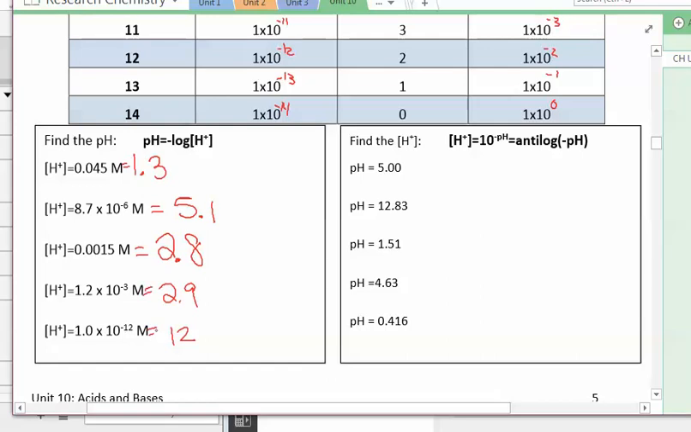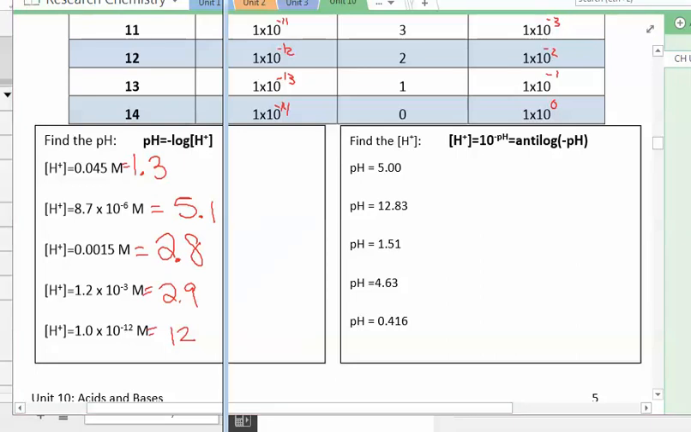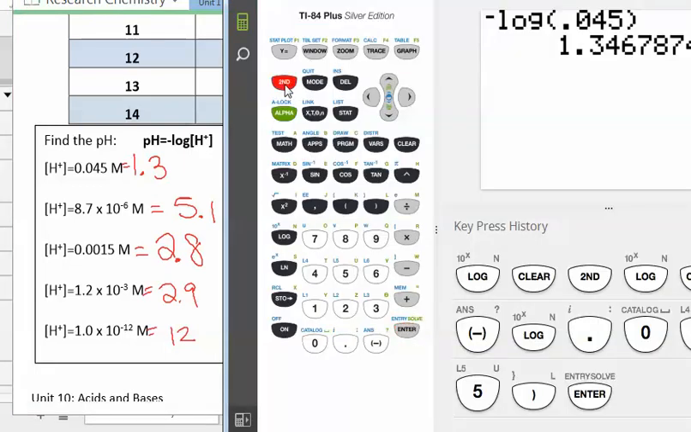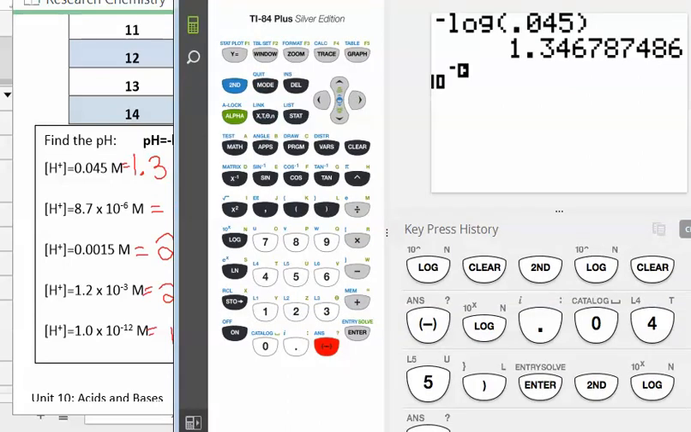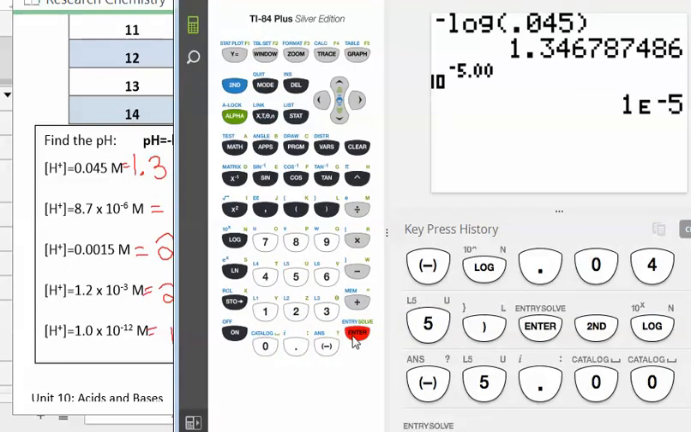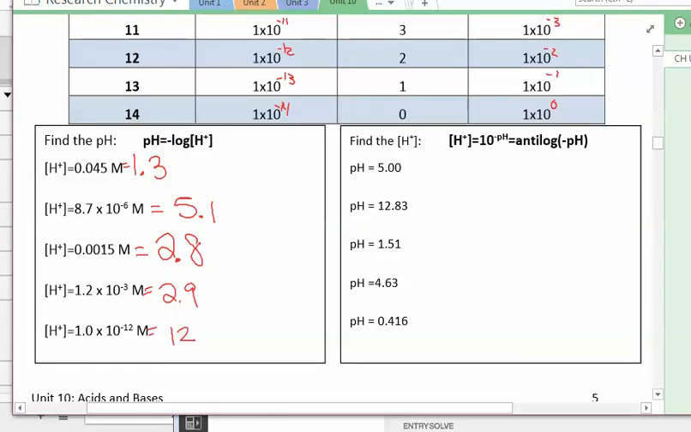Some helpful hints. We're going to be doing the opposite thing. In the next example problems, we're going to be finding the hydrogen concentration based off of the pHs. So the first one we have is 5. If we go to our calculator, we're going to hit the second log and then negative pH. So the first one was 5. And then hit enter. Now, this was a very simple calculation because it ends up being 1 times 10 to the negative 5th. But that's what my hydrogen concentration is going to be.